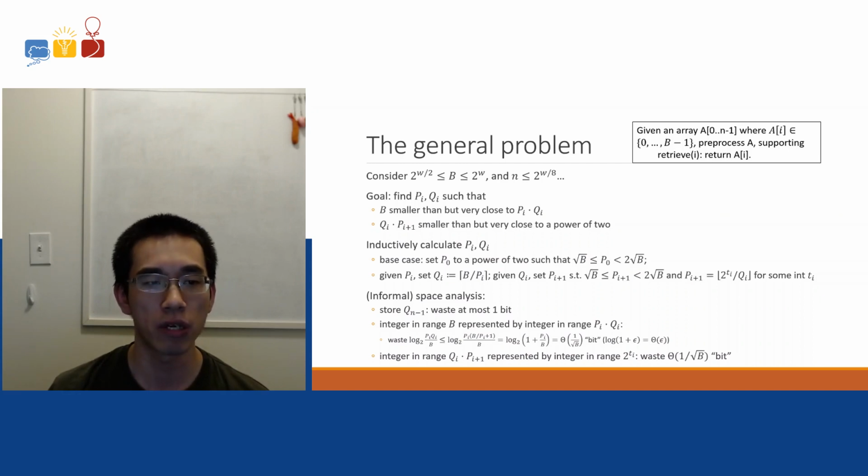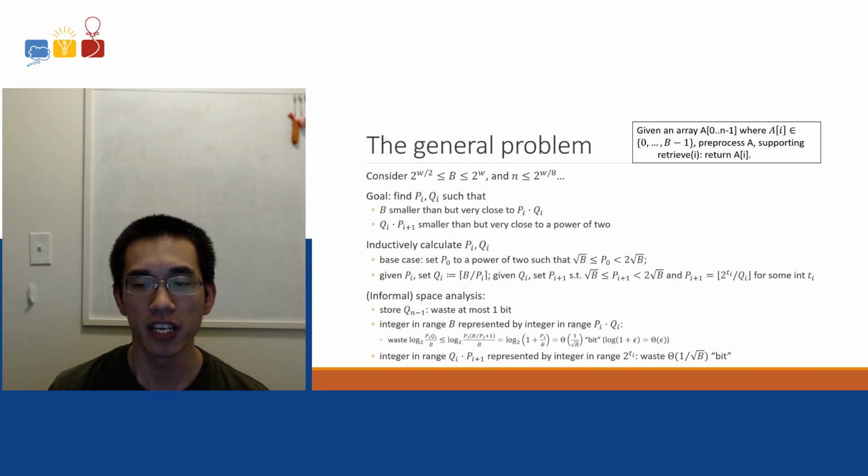In this data structure, there are three parts that lose space. One is that we store the last value, qn minus 1, directly. This is not necessarily a power of 2, so we waste at most 1 bit by storing that, and that only happens once, so in total it's 1 bit. The second is that we represent an integer in a range of size b by an integer in a range of size pi times qi. And b is smaller than pi times qi, so intuitively this wastes space, because in this range we could have stored more information.